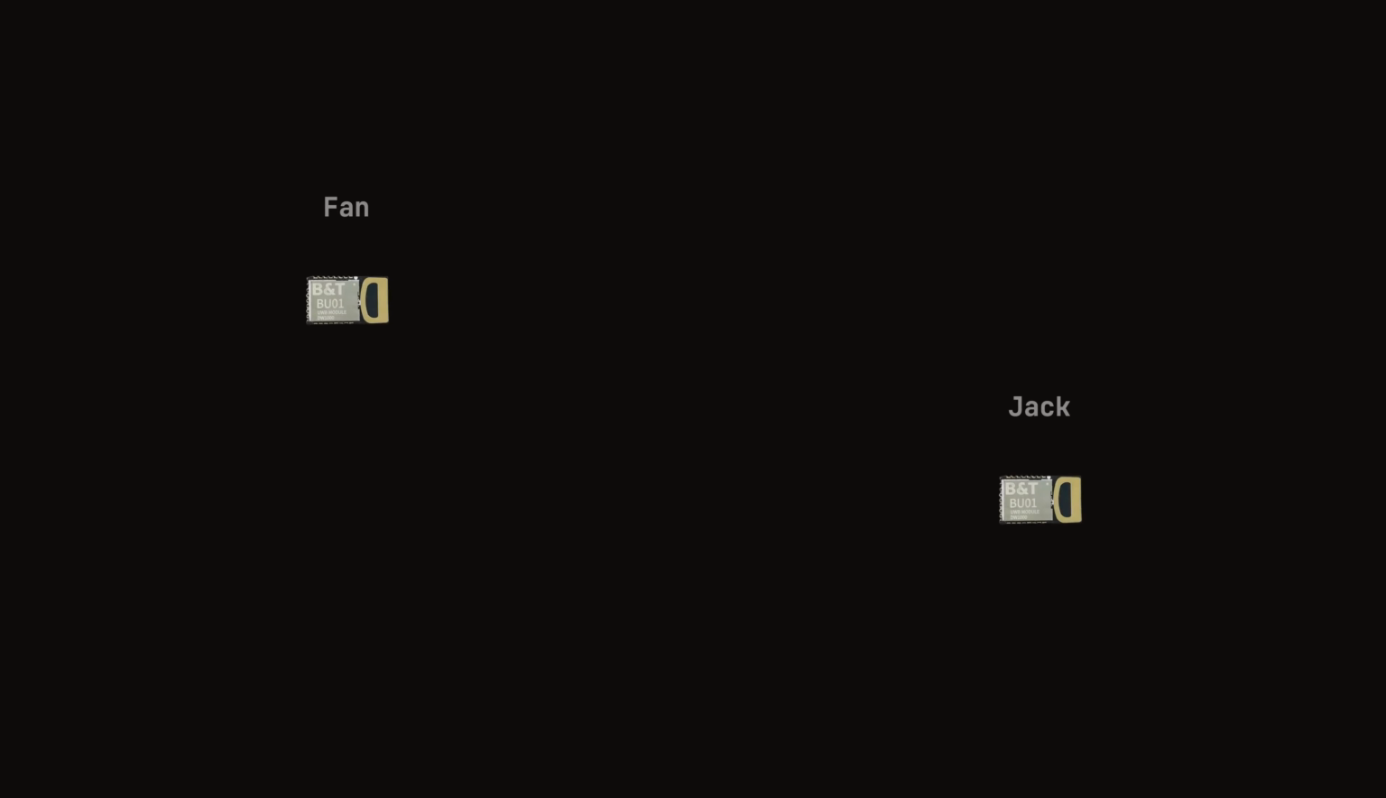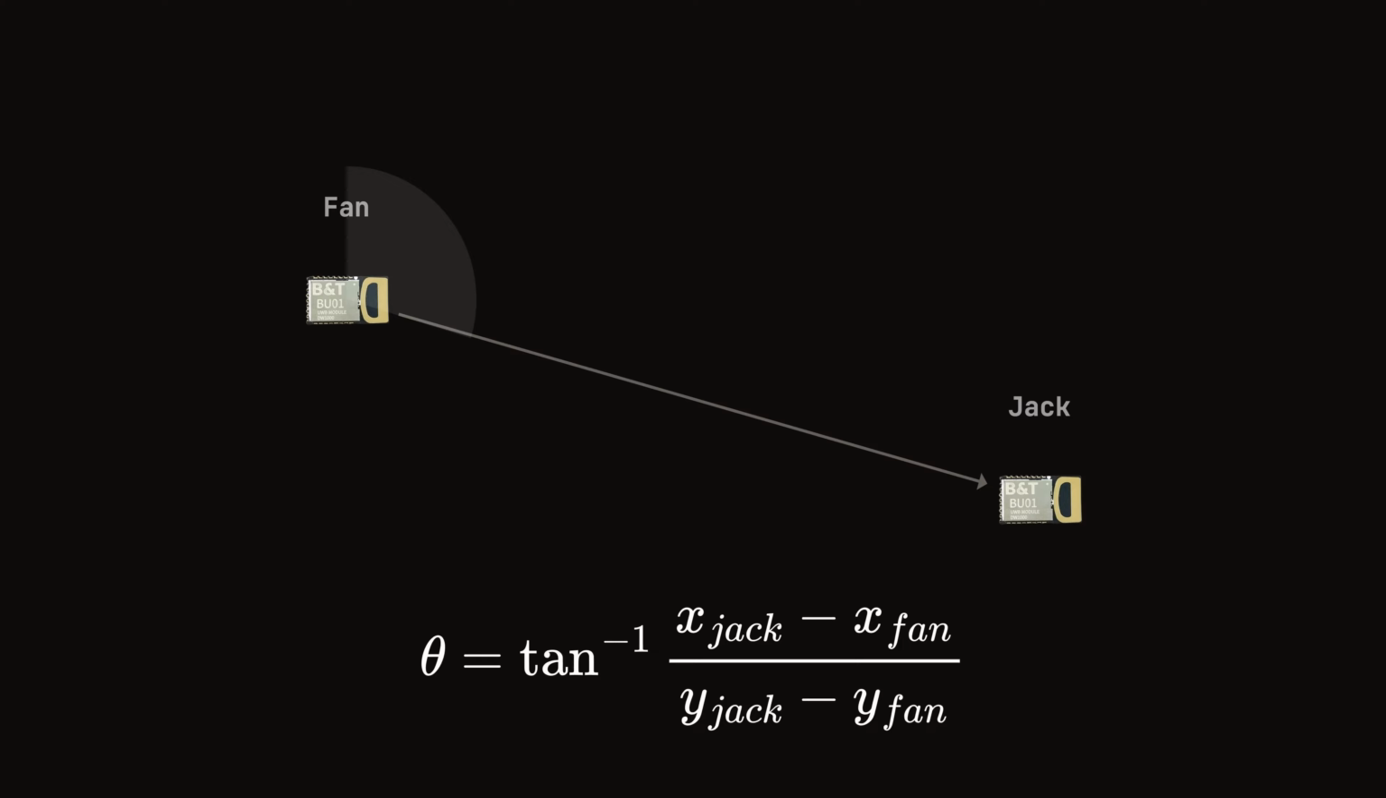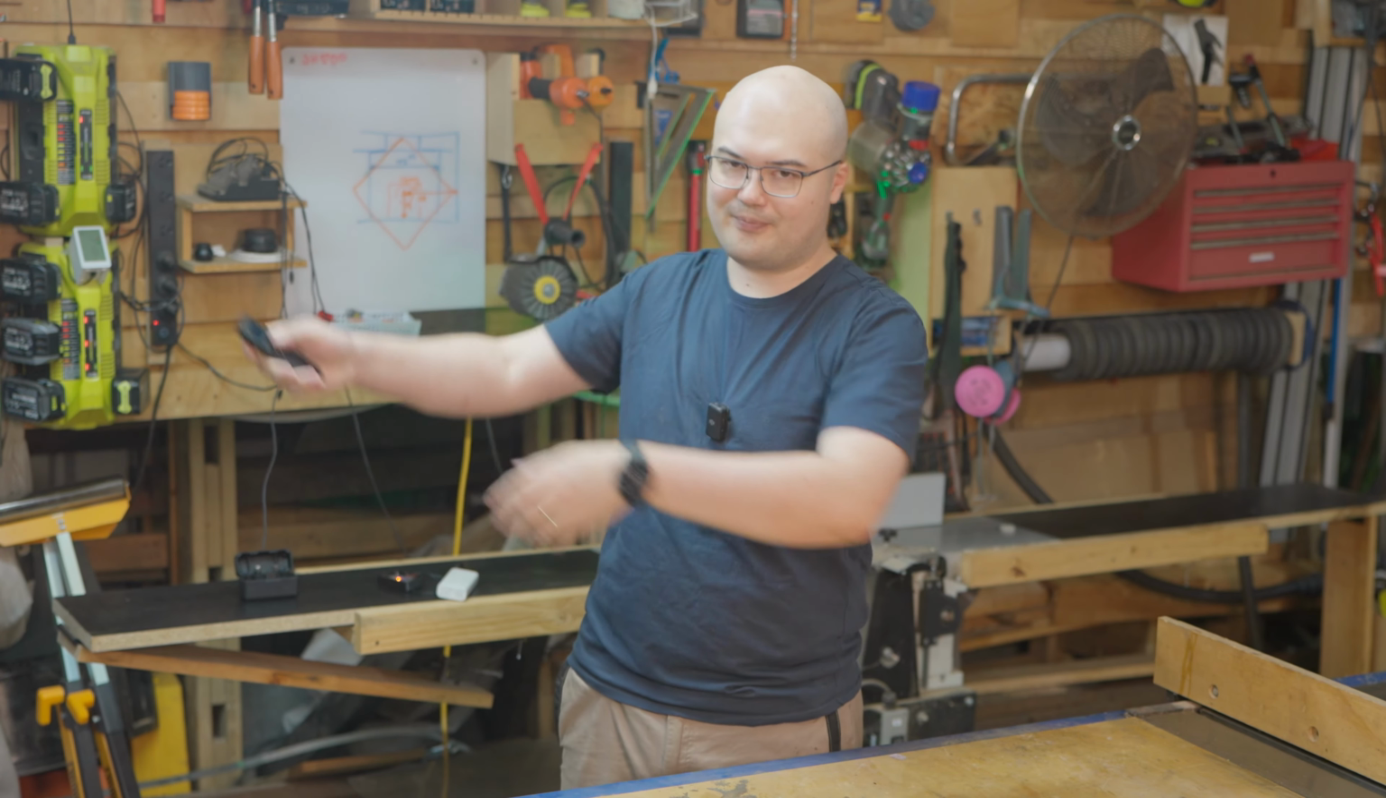Now that we can actually figure out the coordinates of the tag that is on the fan and on me, calculating the angle that the fan needs to point to is actually pretty simple. You just plug in some simple trig using the fan's coordinates and my coordinates, and then you get the angle that the fan needs to point to from the positive y-axis, which is this direction.